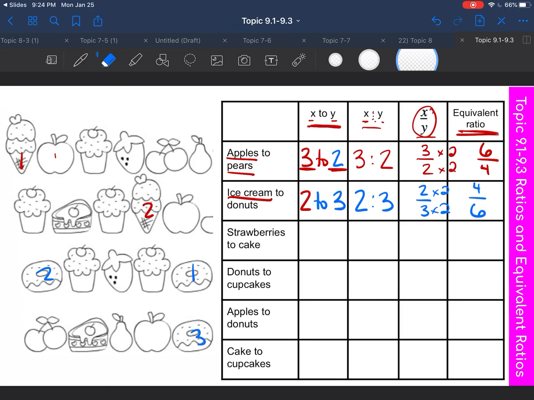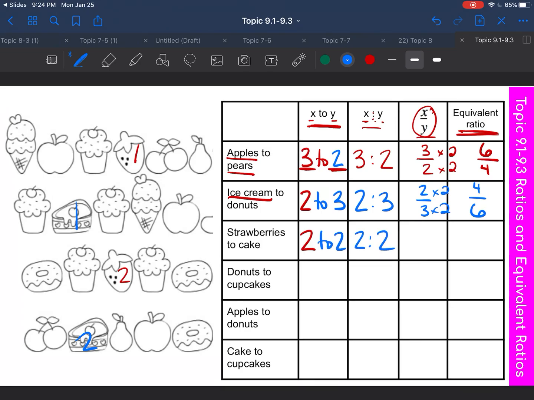Let's look at strawberries to cake. So again, strawberries comes first. I see 1 strawberry, 2 strawberries. Okay, so 2. Now cake, I see 1, 2 as well. Okay, so strawberries to cake would be 2 to 2. So for an equivalent, another way to write it, and you can choose, let's say I chose 6 for this one. I could do 12 to 12 as my equivalent ratio.